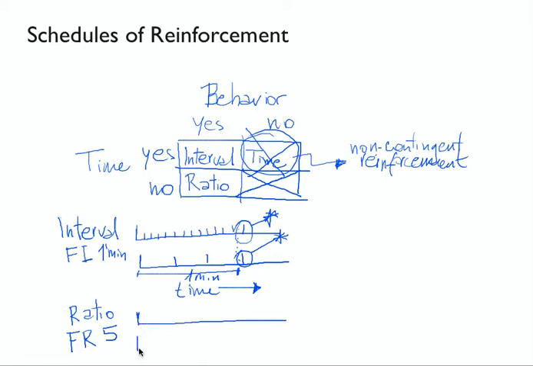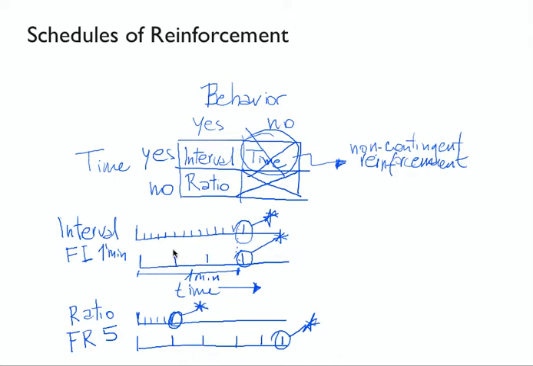And so you may have, again, one animal that responds really fast. 1, 2, 3, 4, 5. This one is reinforced, the fifth response. You may have another animal that responds really slow. 1, 2, 3, 4, 5. And this one is the response that is going to be reinforced.